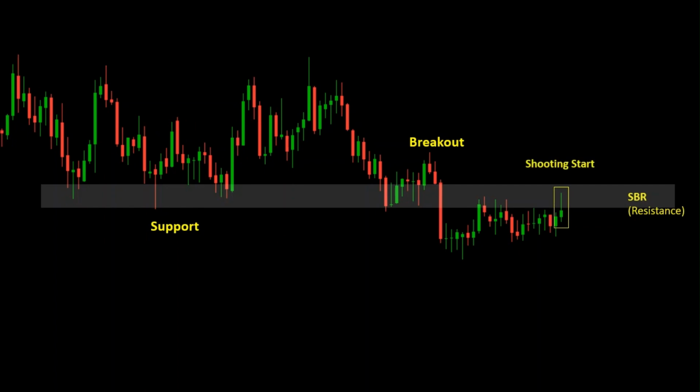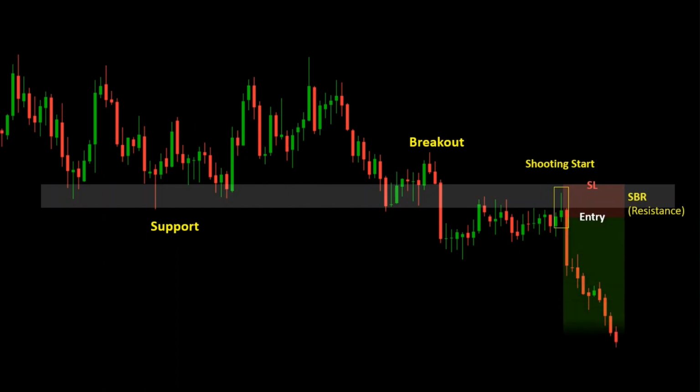We enter a short position on the close of the shooting star candle. Stop loss is placed just above the high of the shooting star to limit downside risk. Take profit is set at the next key support level, in line with the expected continuation of the bearish move.